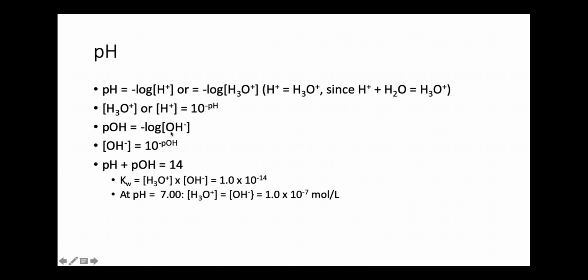When you know the concentration of OH-, you can assess pOH. My pOH is minus log concentration OH-. If you know the pOH, you can assess the concentration OH- by 10 to the power of minus pOH. And remember, with the water constant, always pH plus pOH is 14. And the water constant is the concentration of H3O+ times concentration of OH-. So when the pH is 7.00, the concentration of H3O+ and OH- are exactly the same, 1.0 times 10 to the negative 7.